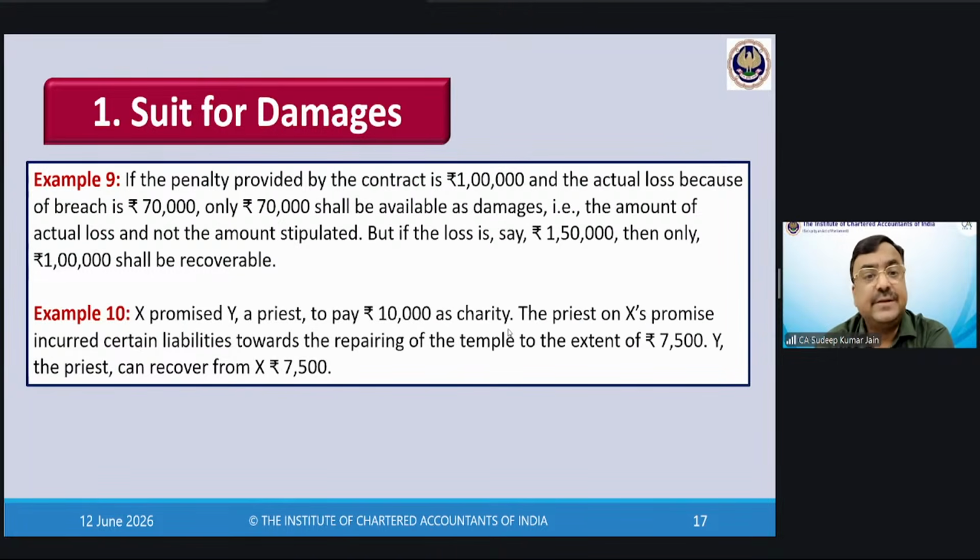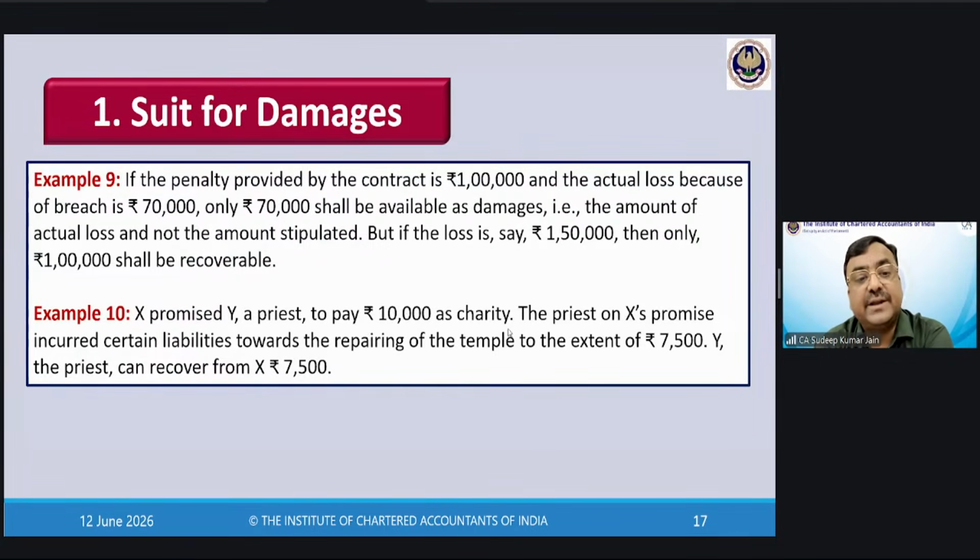If the penalty provided by the contract is rupees 1 lakh and the actual loss because of breach is 70,000, only 70,000 shall be available as damages. That is the amount of actual loss and not the amount stipulated. But if the loss is rupees 1,50,000, then only 1 lakh can be claimed.